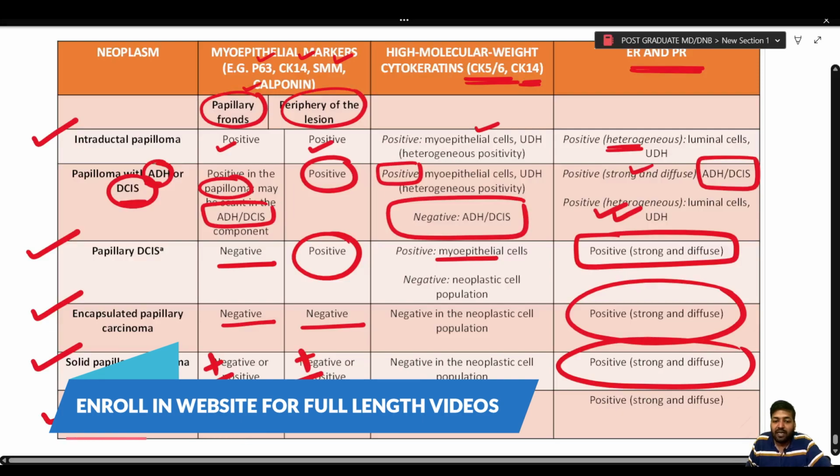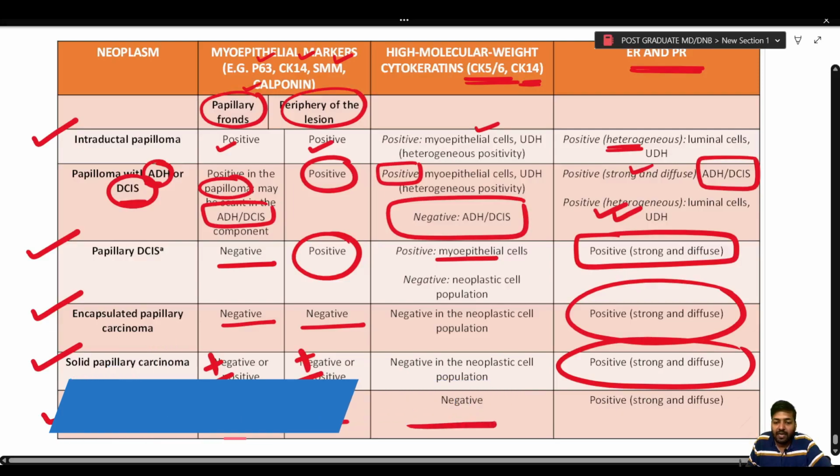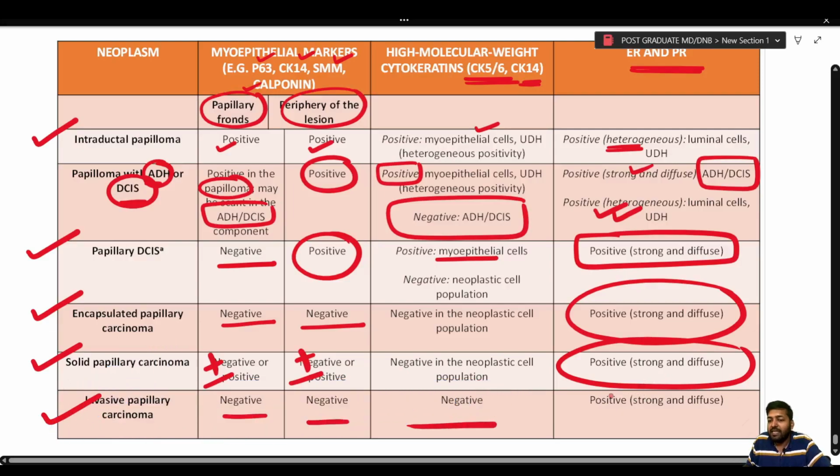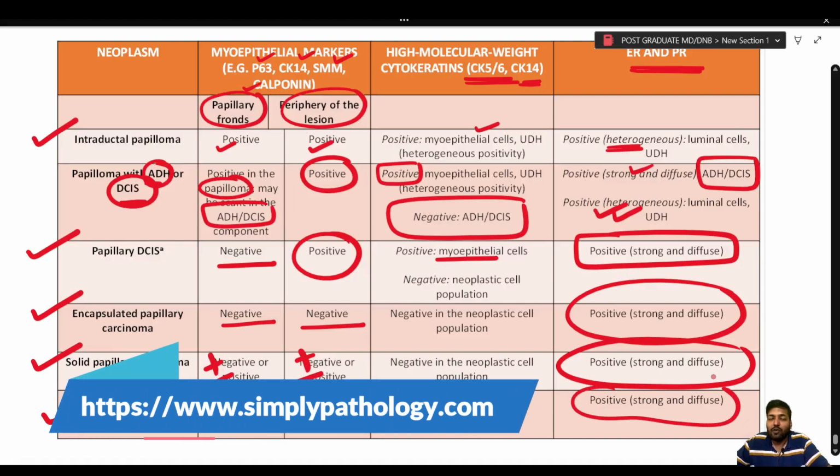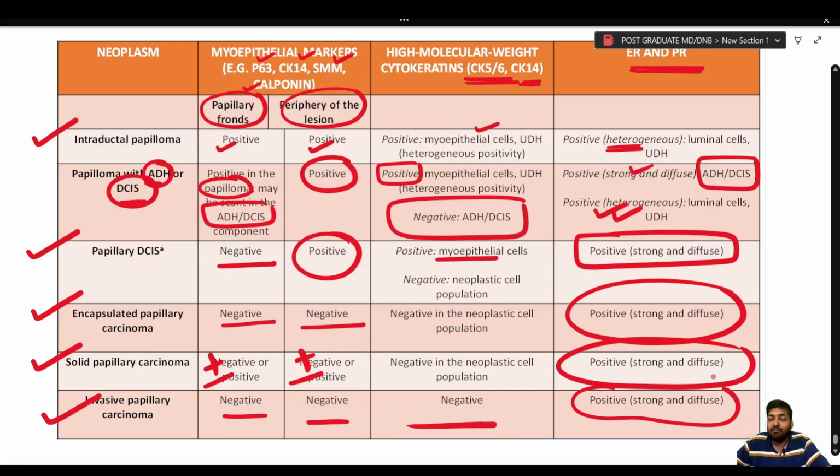And invasive papillary carcinoma, as I told you, everything will be negative at all the places. Only the ER PR will show strong positivity and they will have an infiltrative growth pattern. So with this, I have completed this particular session. Please note that this is a very, very important exam slide. Thank you very much for watching this particular video.